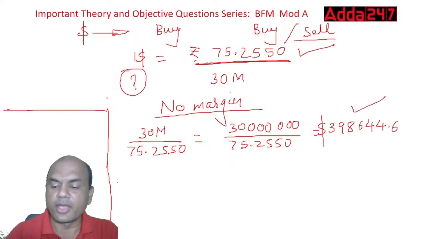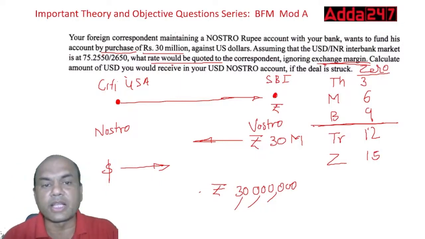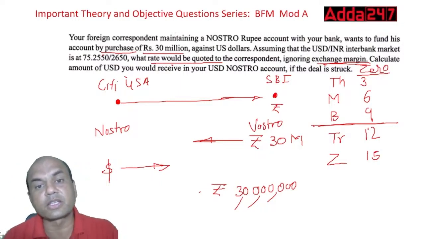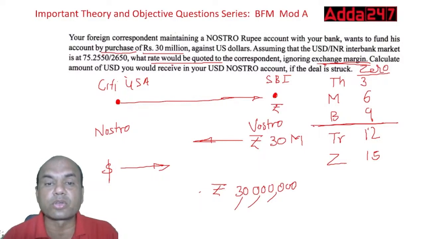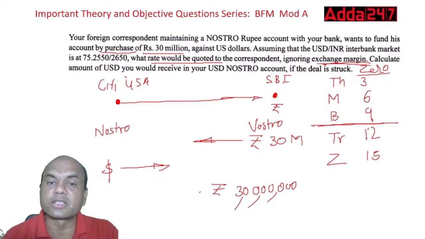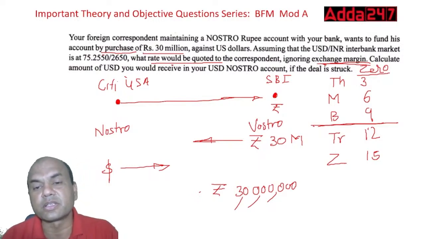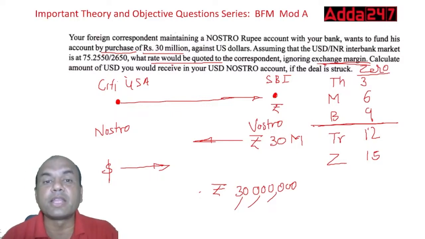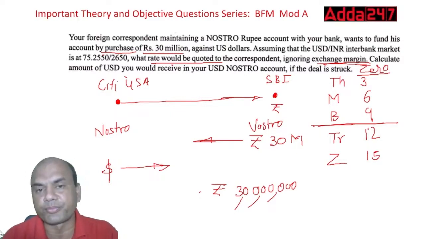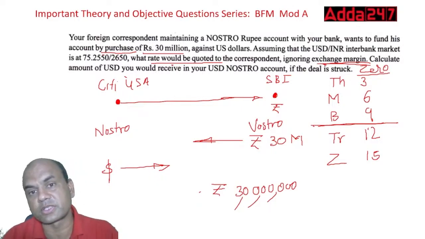In exam, they might ask you various questions on this. They'll ask you this question also, whether this account is called as Nostro or Vostro. They'll ask you various questions on this. Means they'll be asking you 30 million means this exchange margin if it is subtracted. Means if there is an exchange margin, then what do we do for buy for sale? They can ask you various questions on this.